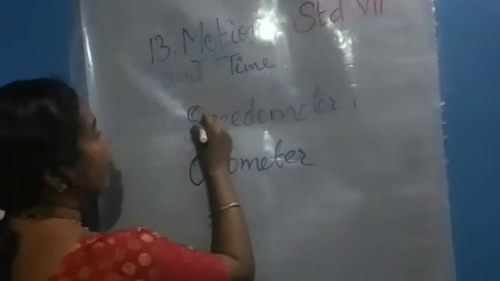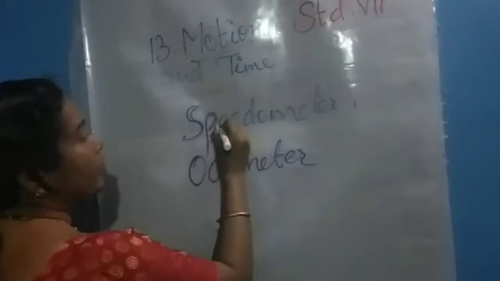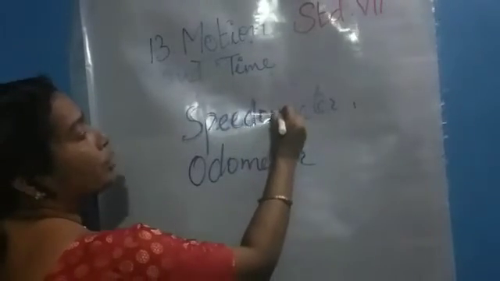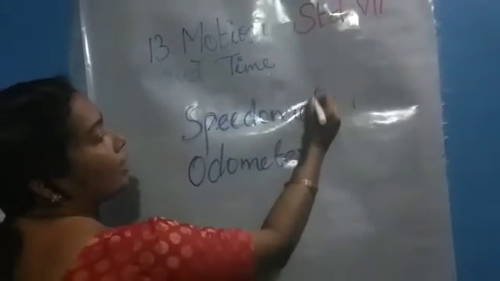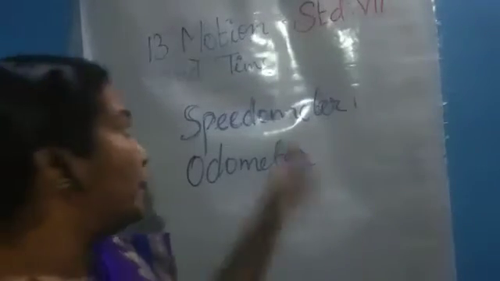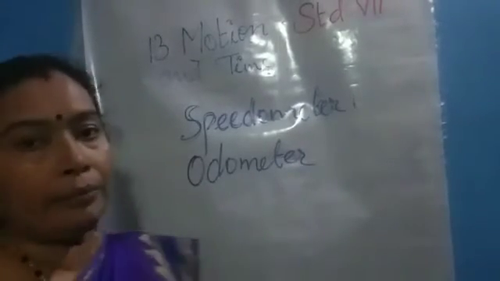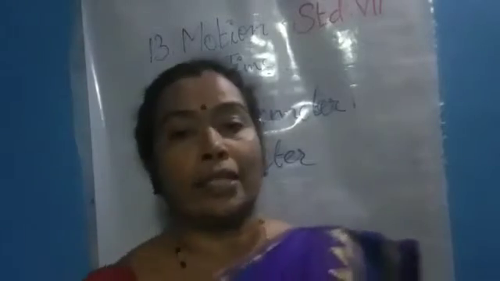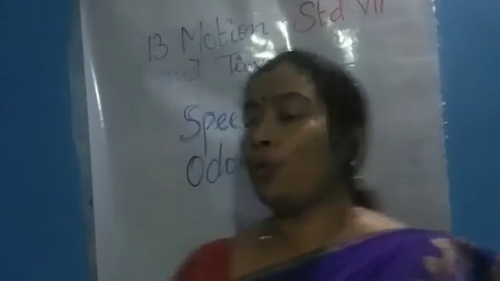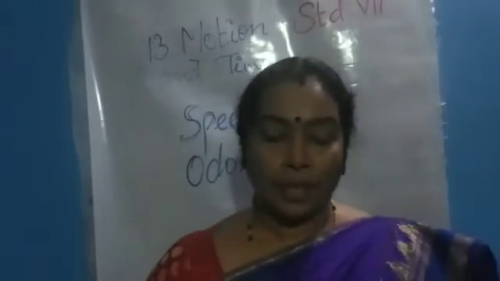The speedometer gives the instant speed of the vehicle. At that moment, what speed the vehicle is going, that is given by the speedometer. And the odometer means the total distance covered by the vehicle will be shown by the odometer. Is it clear, students? Okay.